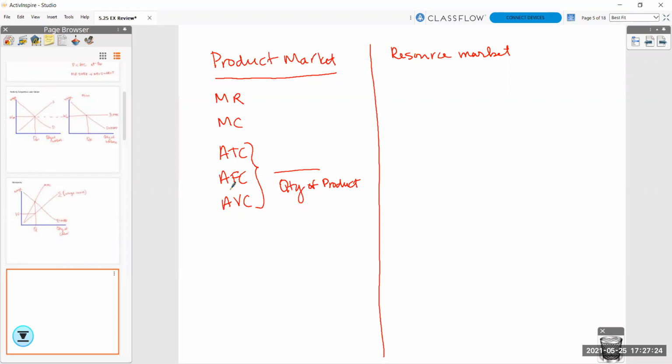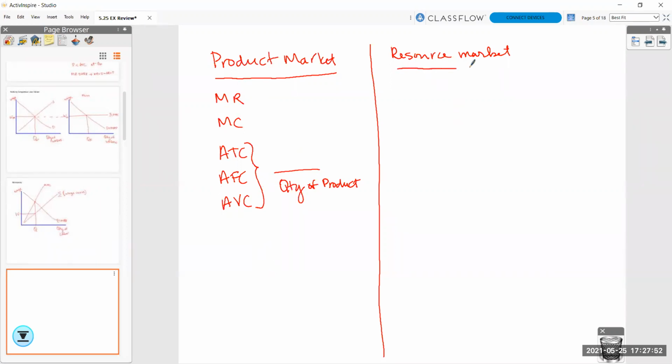Okay. Other words that come into play with the product market, I don't think you're going to have as much trouble with. Those would be your total cost, total variable cost, and total fixed cost. That makes sense that they're in the product market. So these are the big ones that you want to make sure that you understand.